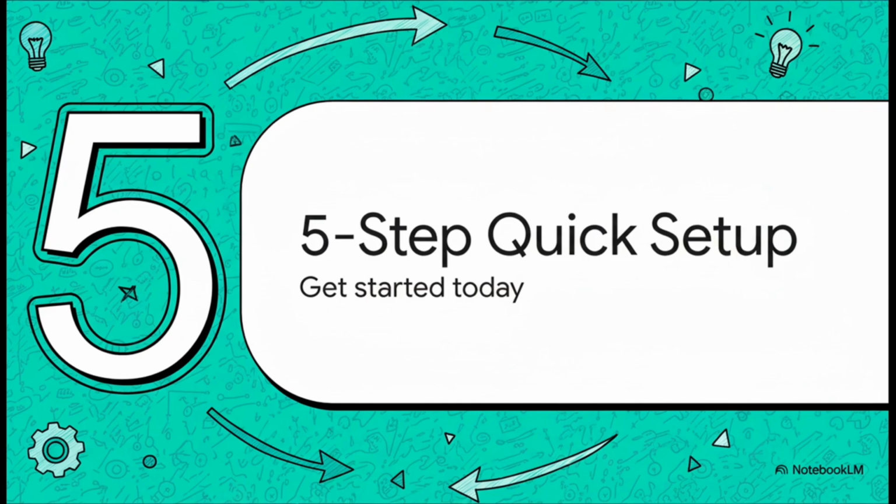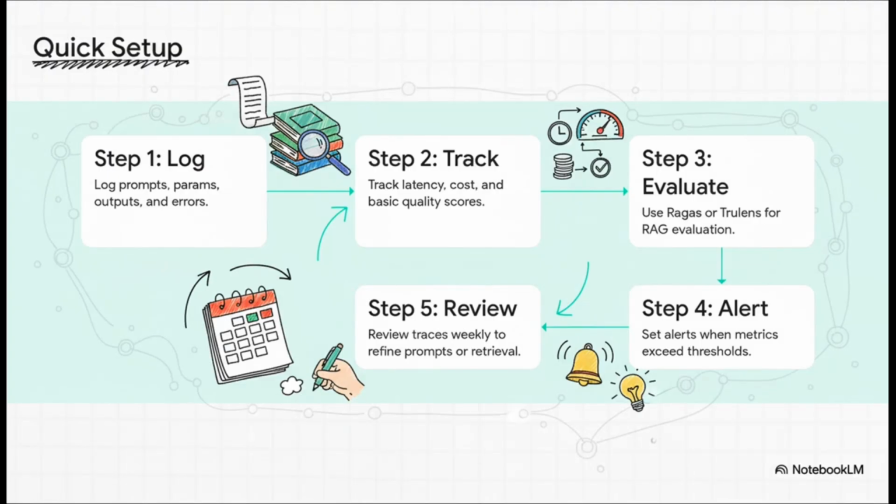The key is to not get overwhelmed. Start small. And this simple 5-step plan, this is your blueprint for getting something in place like today. So here we go. Step 1, just start logging stuff. Prompts, outputs, errors, all of it. Step 2, begin tracking those core metrics, cost, latency, and some basic quality scores. Step 3, if you're using a RAG system, grab a tool like Ragas or TruLens to evaluate it.